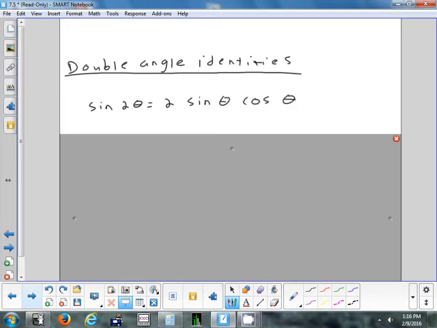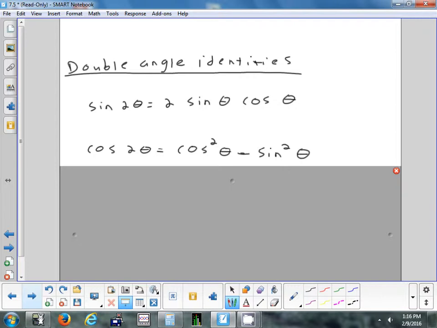Okay, so there's your double angle identity for sine. And for sine, that's the only way we normally write it. Cosine, we have some choices. There's actually 3 ways you can do the double angle formula for cosine. Does this look kind of like something we've seen before? It's almost, but not quite.